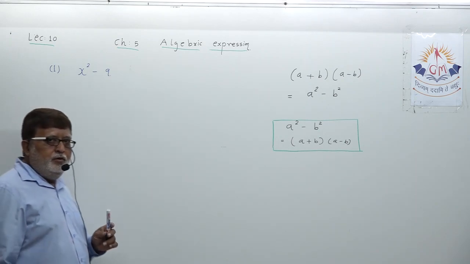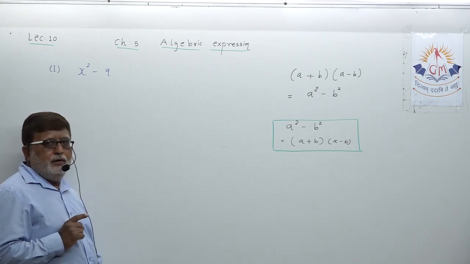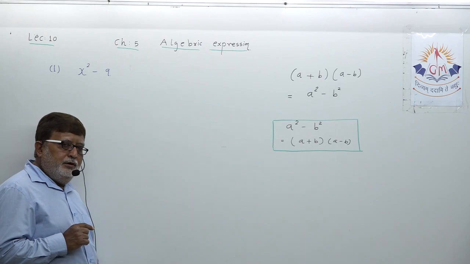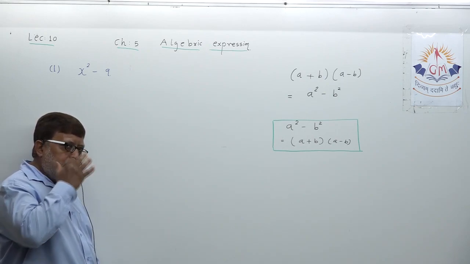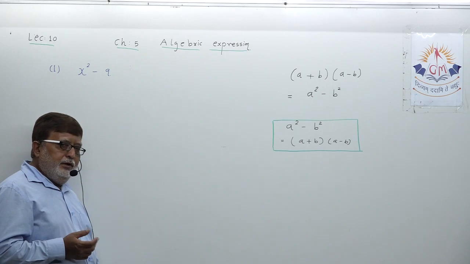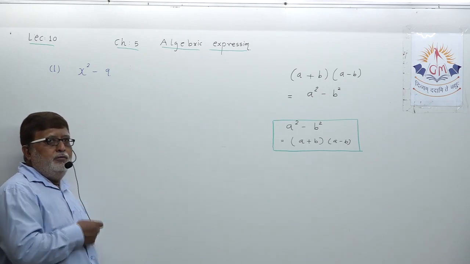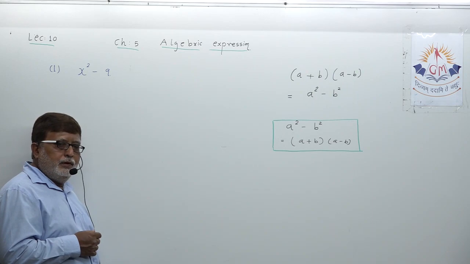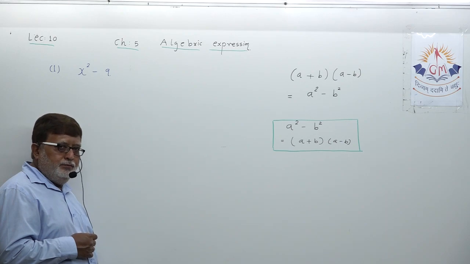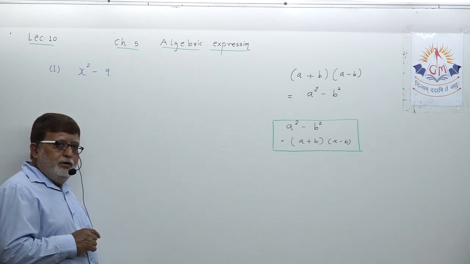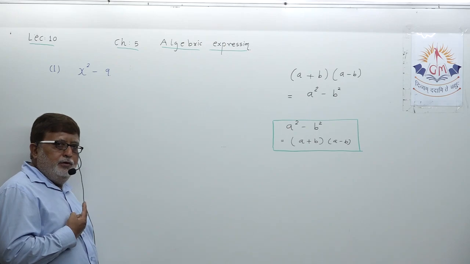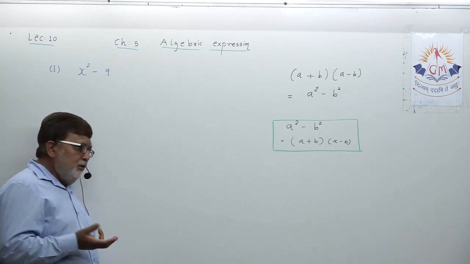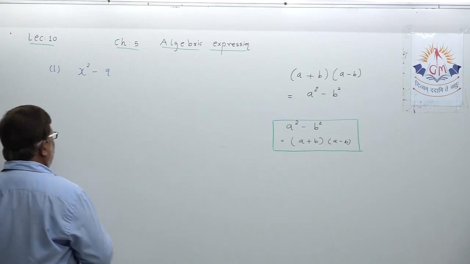Does this polynomial satisfy all 3 conditions? Yes or no? Let us try to verify. How many terms? 2. What is the sign between the 2 terms? Negative. Are both the terms perfect square polynomials? Yes. Square root of x square is x. Square root of 9 is 3. So yes, this identity is applicable here.